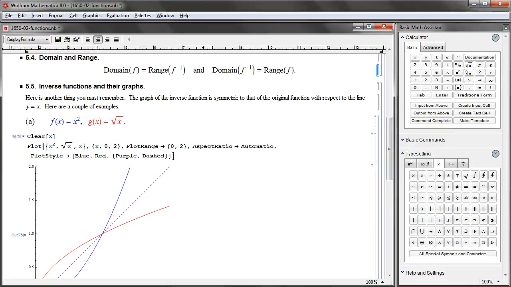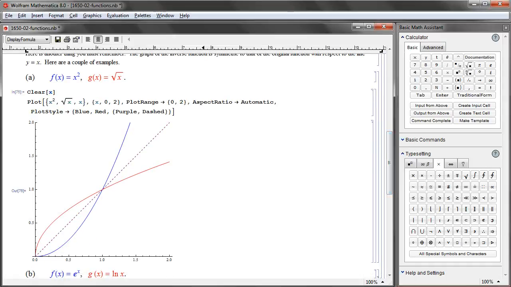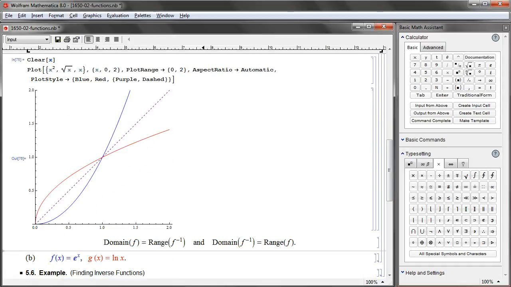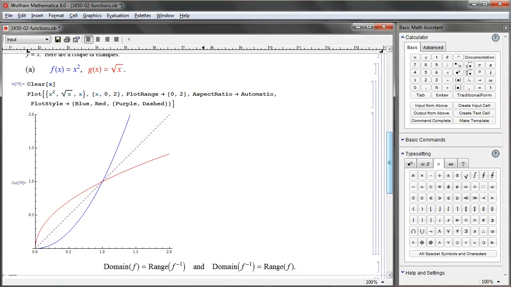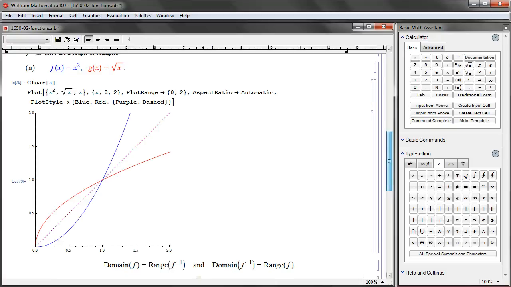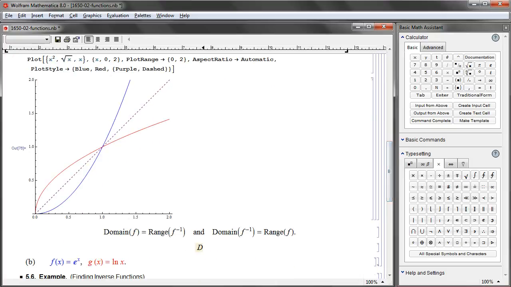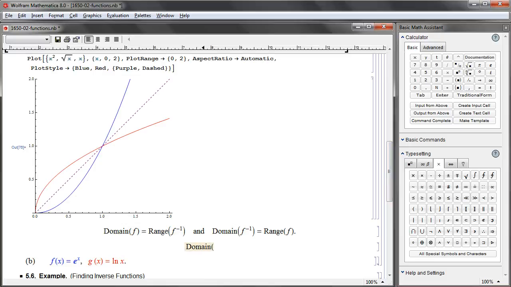Let me copy and then bring it down over here so that I can really see this. Domain of f in this case, look at this blue curve, then this is 0 to infinity. The domain of f in this case is 0 to positive infinity.